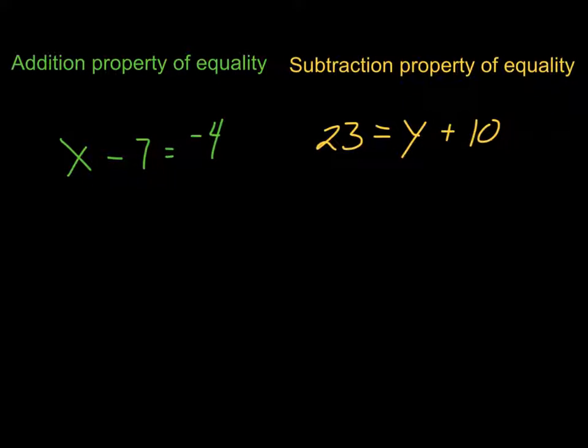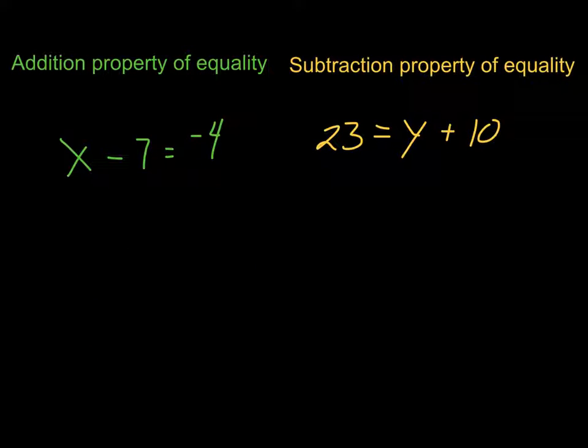So the addition property of equality is saying that if you add the same amount to both sides, the value on each side is still going to be the same. If we had 6 on this side and 3 plus 3 on this side, and we were to add 3 to both sides, they're still equal. I get 9 over here and 9 over here.